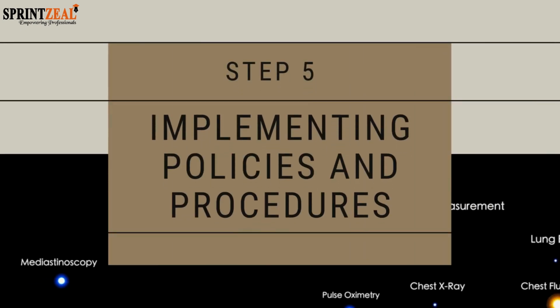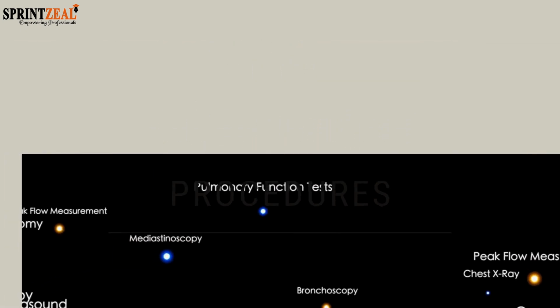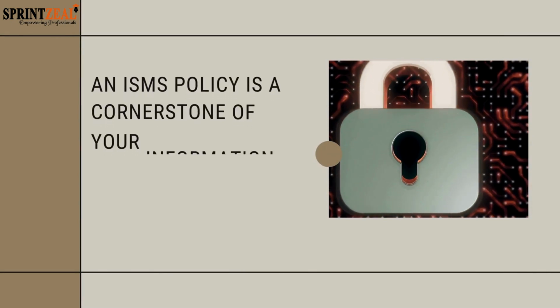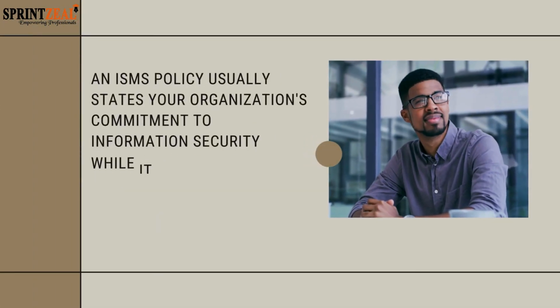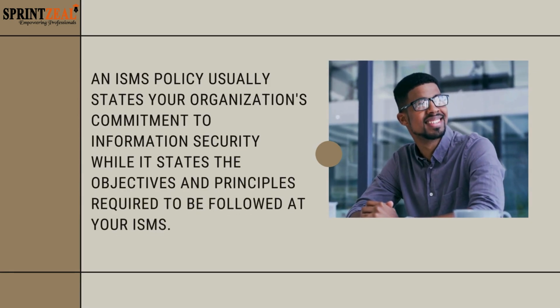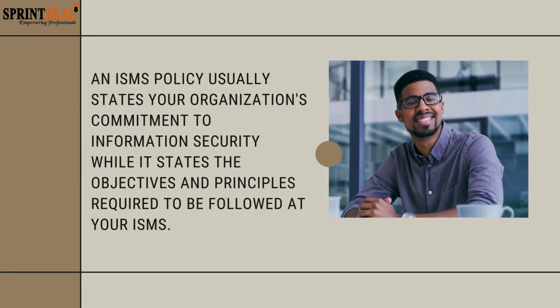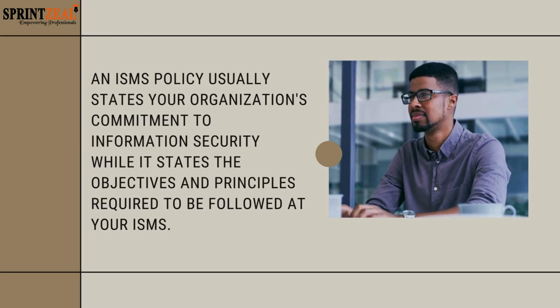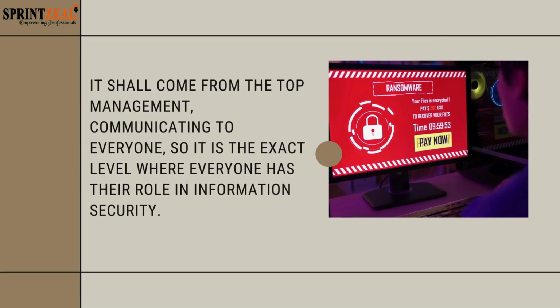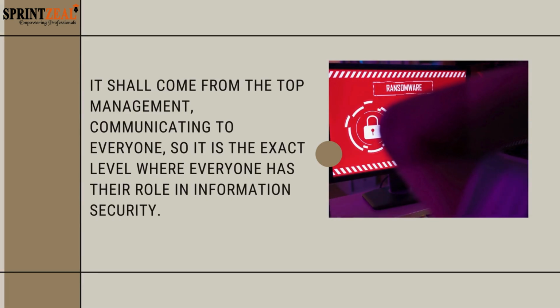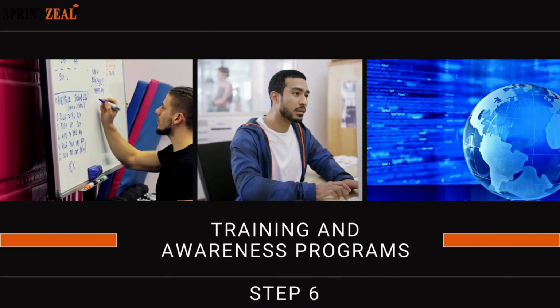Step 5. Implementing policies and procedures. An ISMS policy is a cornerstone of your information security management system. An ISMS policy usually states your organization's commitment to information security, while it states the objectives and principles required to be followed in your ISMS. It shall come from the top management, communicating to everyone, so it is the exact level where everyone has their role in information security.